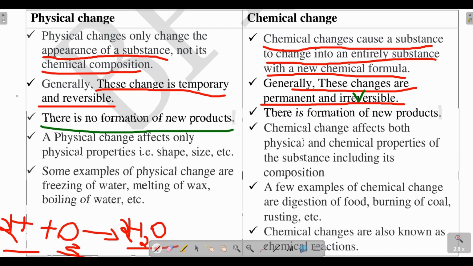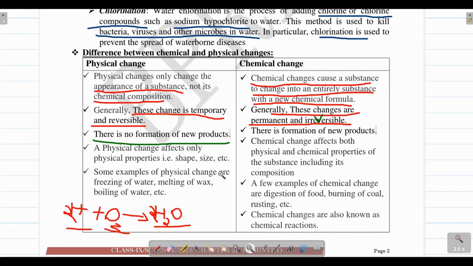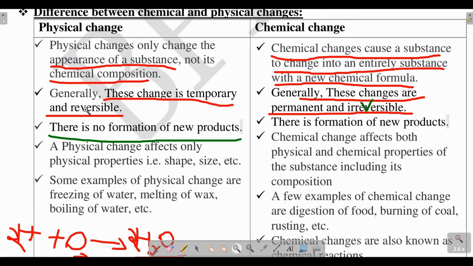Of course, in case of physical change, even if it is in the state of water, liquid water, or what you call vapor, there is no formation of new product. While in case of chemical change, there is a formation of new product. That is a very important point we have to remember.